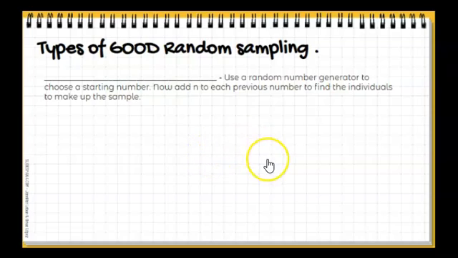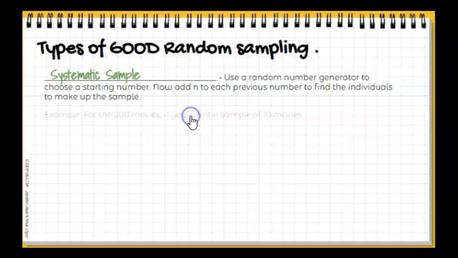All right, the last type of good sampling method I want to bring up to you is what we call a systematic sample. And we use a random number generator to choose a starting number, and then you add n to each previous number to find the individuals to make up that sample. Like, say I randomly chose a number 4, and I add 10 to it. So my first choice is number 4, the next one is 14, the next one is 24, 34. So there's a system to it, but you have to be clear on how you do this.